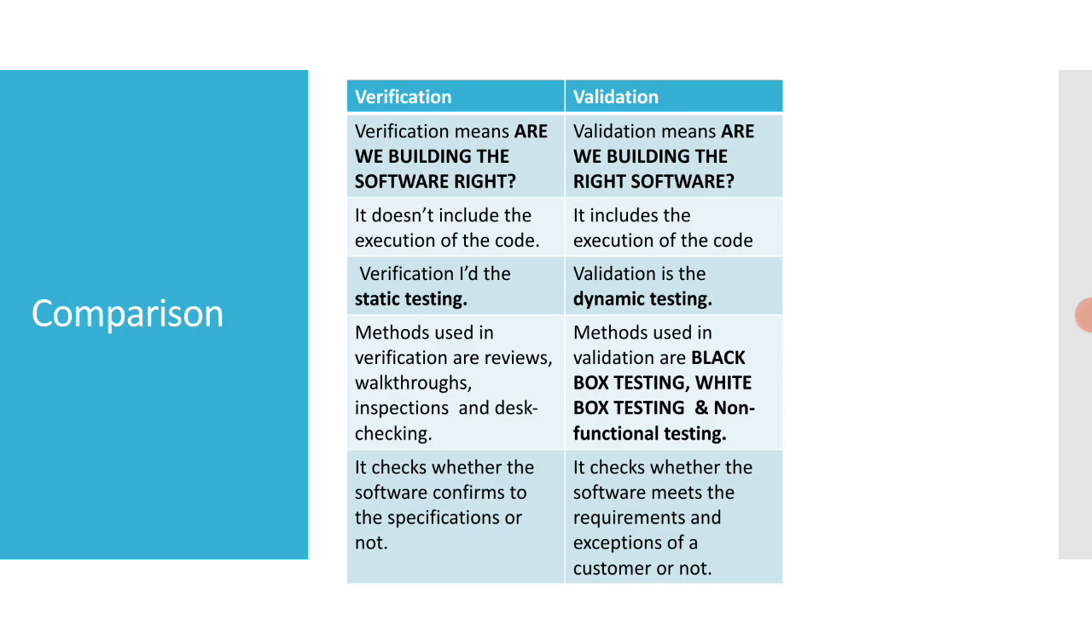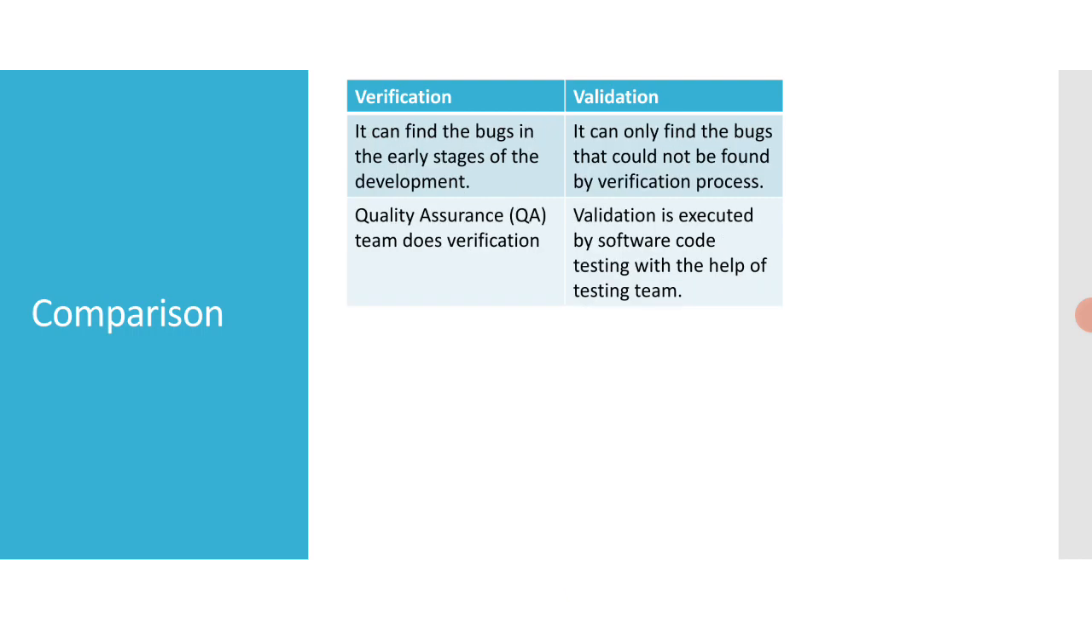We will do the testing, unit testing, and integration testing and system testing. Based upon that, we will find the bugs which could not be found by the verification process while development, right? So verification will be done by a quality assurance team, that is QA team, whereas validation is executed by the software code testing with the help of testing teams. I hope you got the comparison between verification and validation.